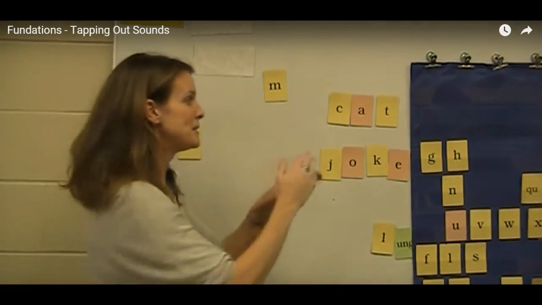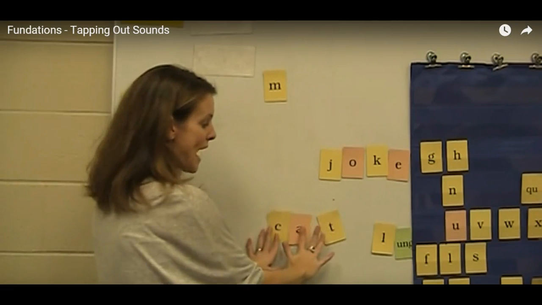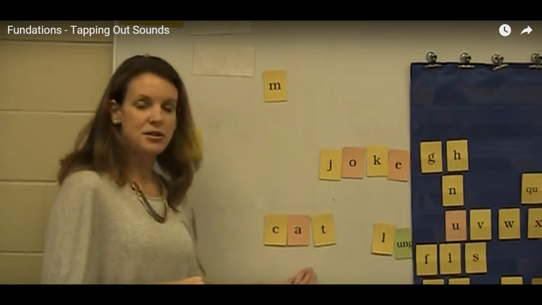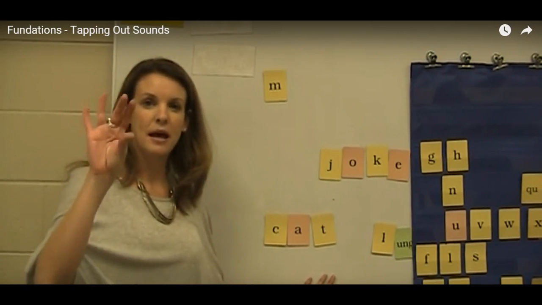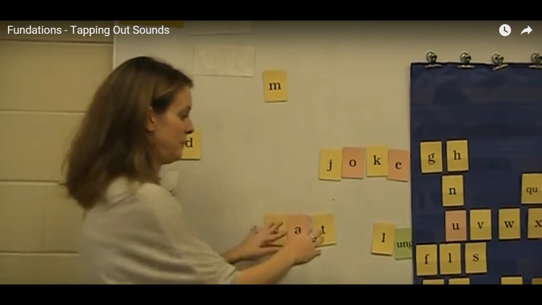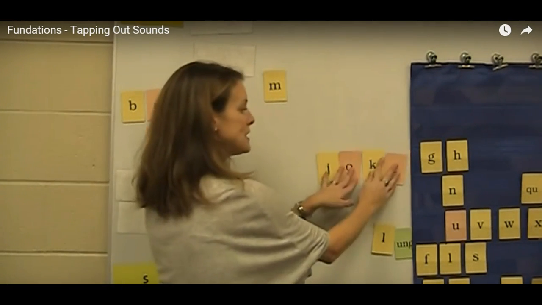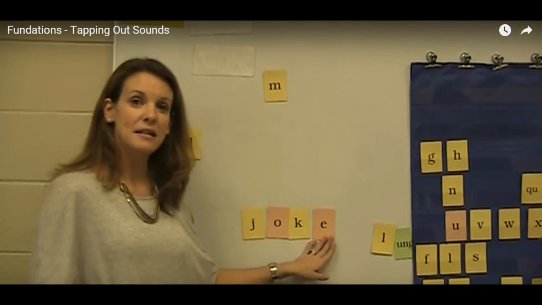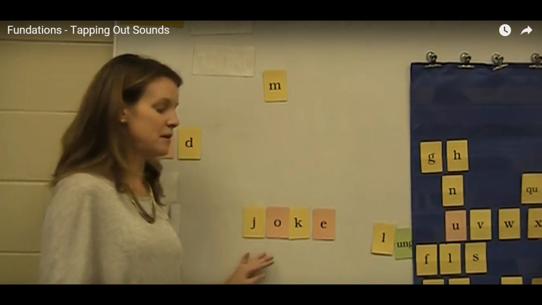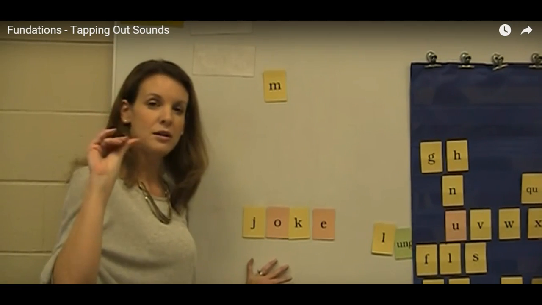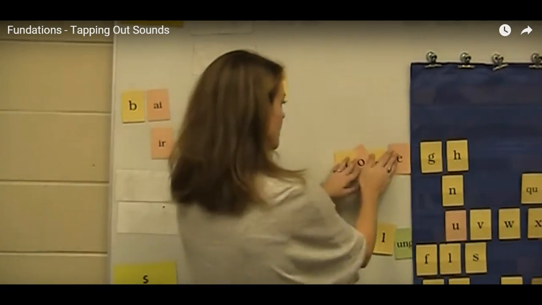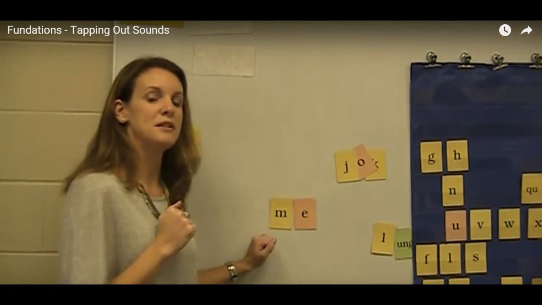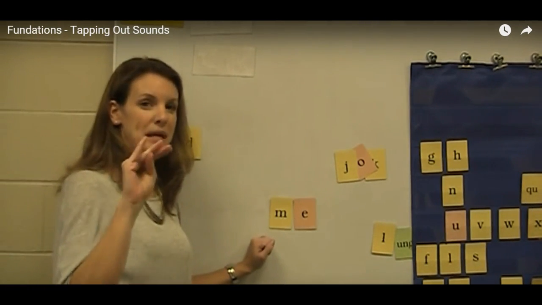For our syllable types, we'll first start with cat, which is a closed syllable, a short vowel sound. Each letter gets its own tap. Act, cat. Vowel consonant E, syllable type. Okay. The E is silent, it does not get a tap, so this is just tapped with 3 fingers. J, O, joke. The open syllable, each letter gets its own tap. E, me.